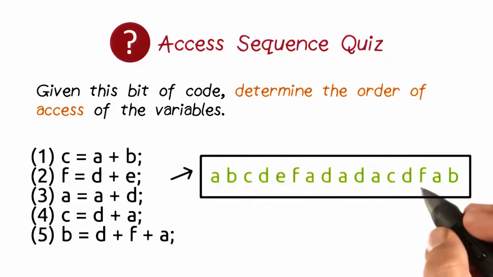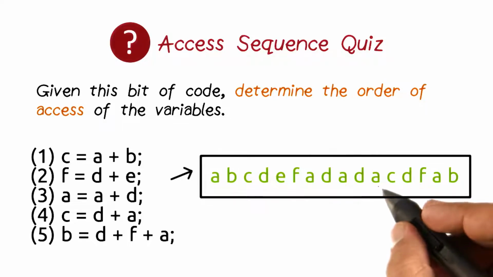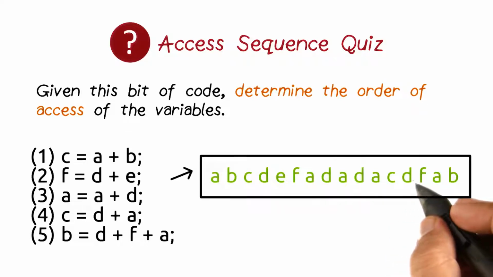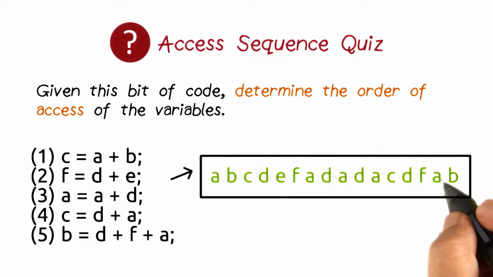And so the correct answer is shown in the box, which I'm going to read out. The access sequence corresponding to this code is going to be A followed by B followed by C followed by D followed by E followed by F followed by A followed by D followed by A followed by D followed by A followed by C followed by D followed by F followed by A and finally B.